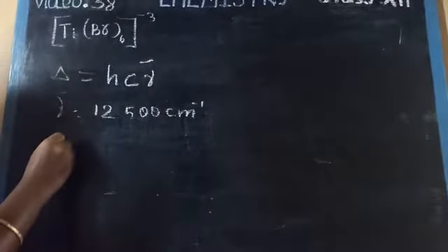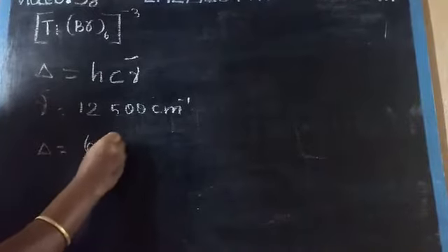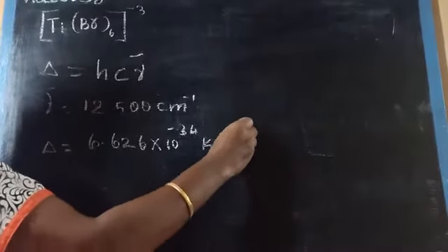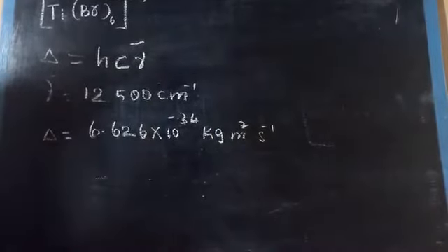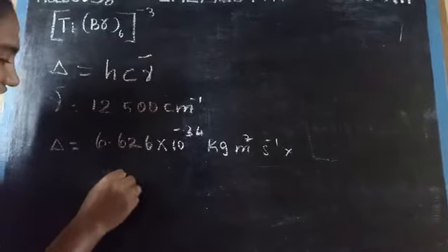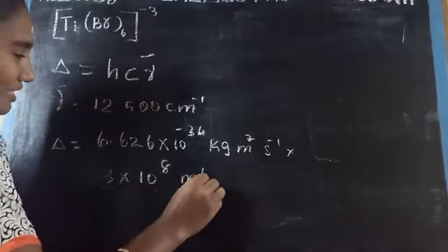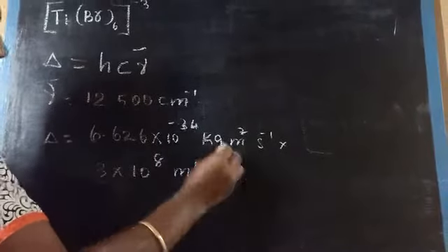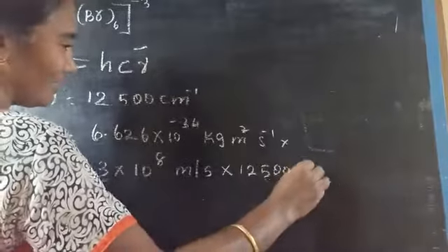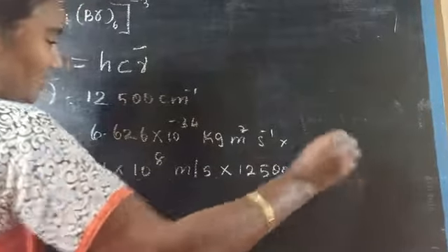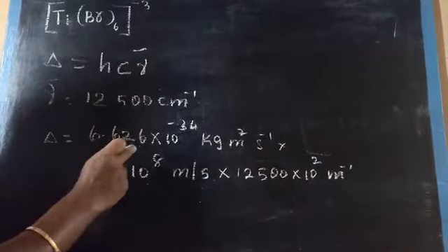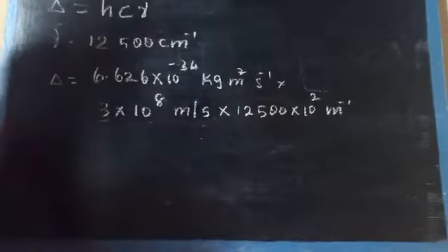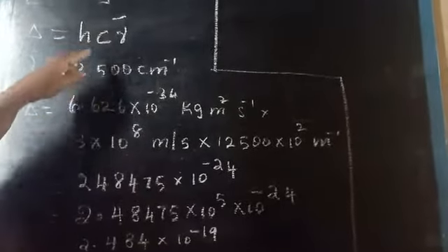So now substitute in the formula delta equal to h value 6.626 into 10 power minus 34, kilogram meter square per second, c velocity 3 into 10 power 8 meter per second. Here centimeter is converted into meter, so 12,500 into 10 power 2 per meter. So now here 3 values: 6.626, 3 and 12,500. Substitute all the values into the formula.